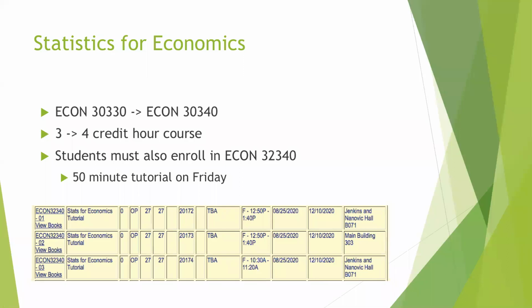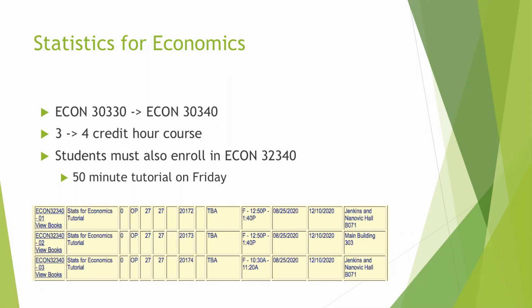Starting this year, we've redesigned statistics for economics. What was formerly known as Econ 30330 is now Econ 30340. Also, what was formerly a 3 credit hour class is now a 4 credit hour class. This is to reflect the inclusion of a 50-minute tutorial on Friday, which is labeled under the heading Econ 32340.